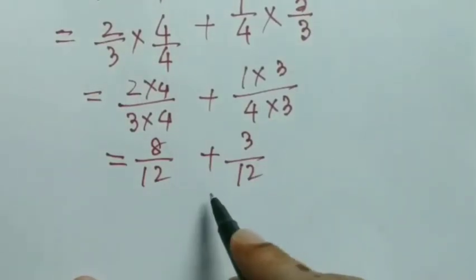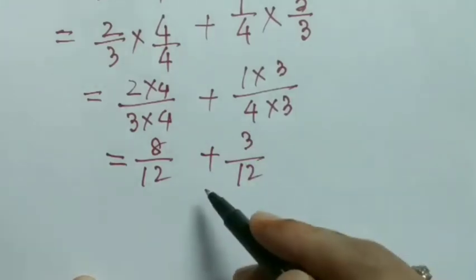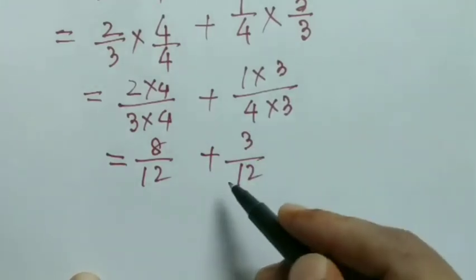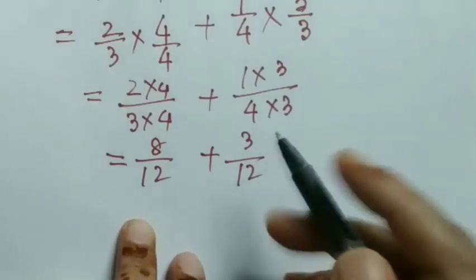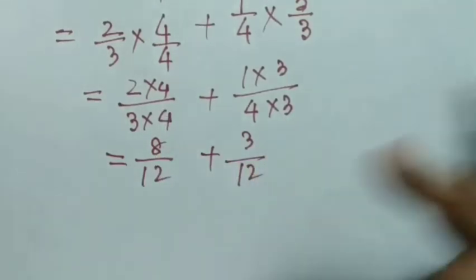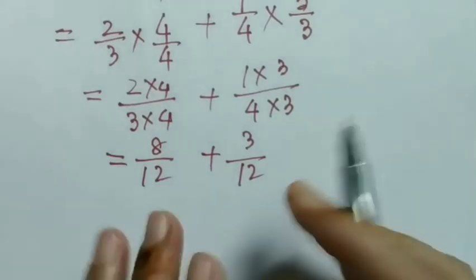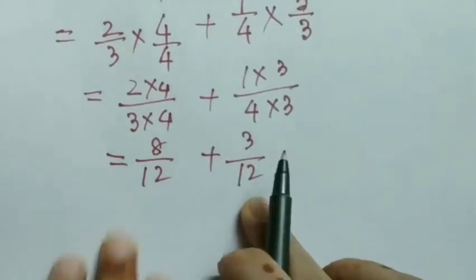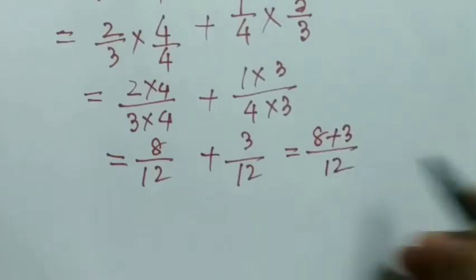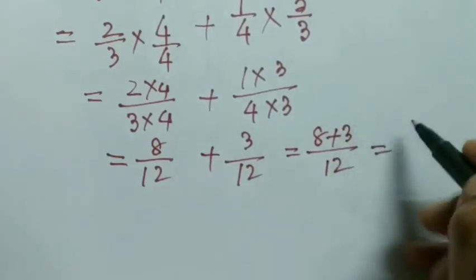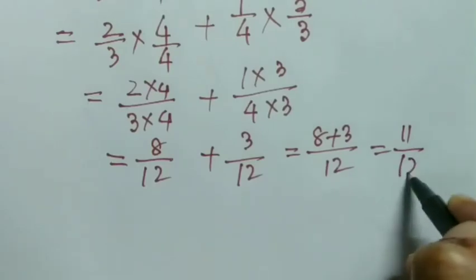You see, these are like fractions with having common denominator which is 12, and we know for adding like fractions we'll have to add the numerators only, because the denominator is the common denominator. So this will be equal to 8 plus 3 divided by 12. This is equal to 11 divided by 12.